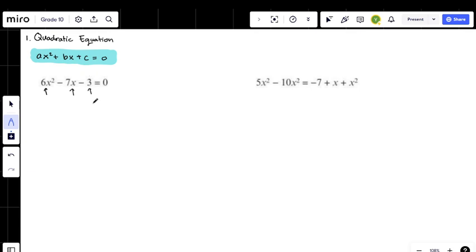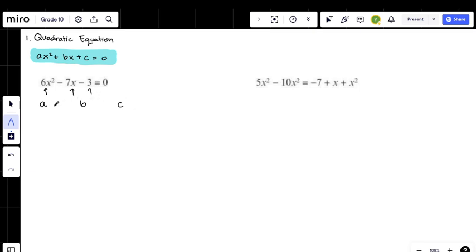Okay, so remember, if we're going to solve a quadratic equation, make sure we always find the a value, the b value, and also the c value. Later on in the other example here, we also need to arrange it into this form and then find a, b, c. Okay, but let's do it one at a time.